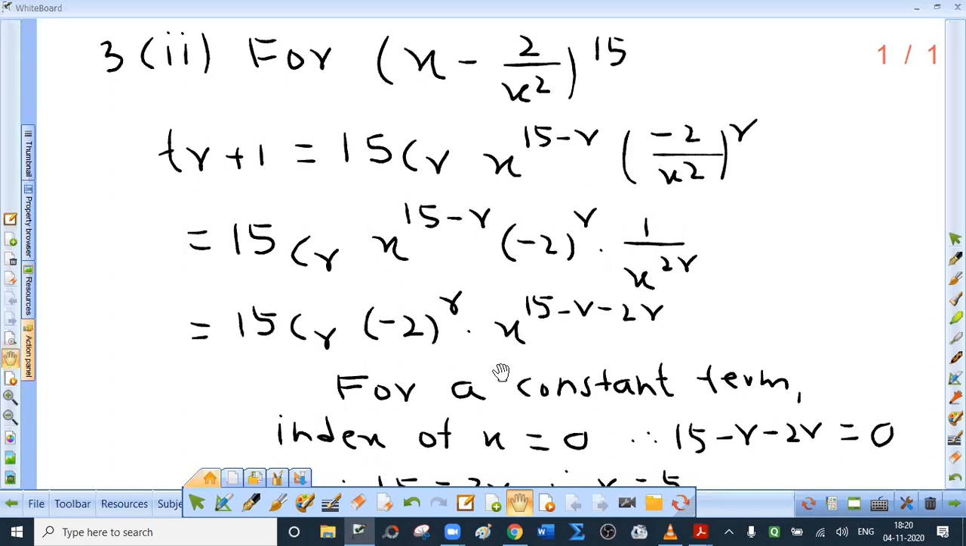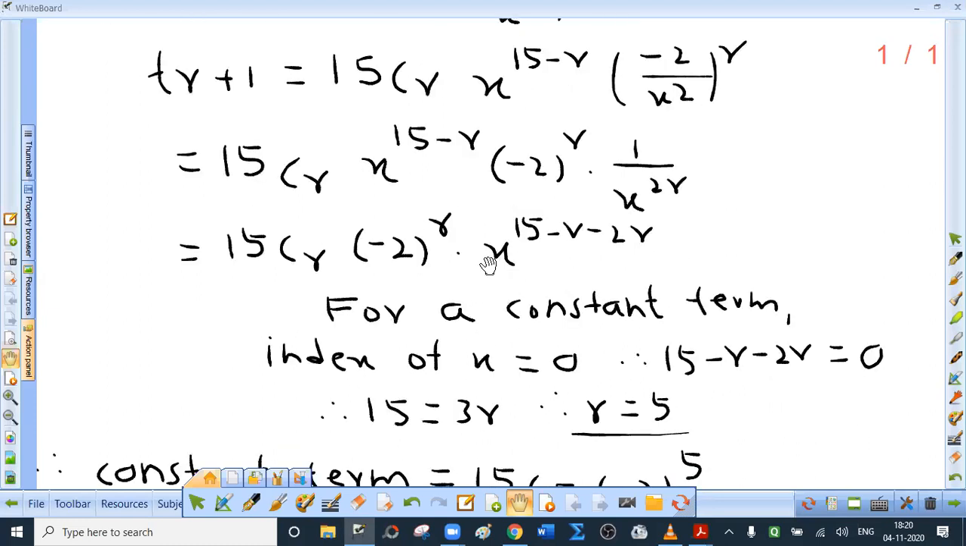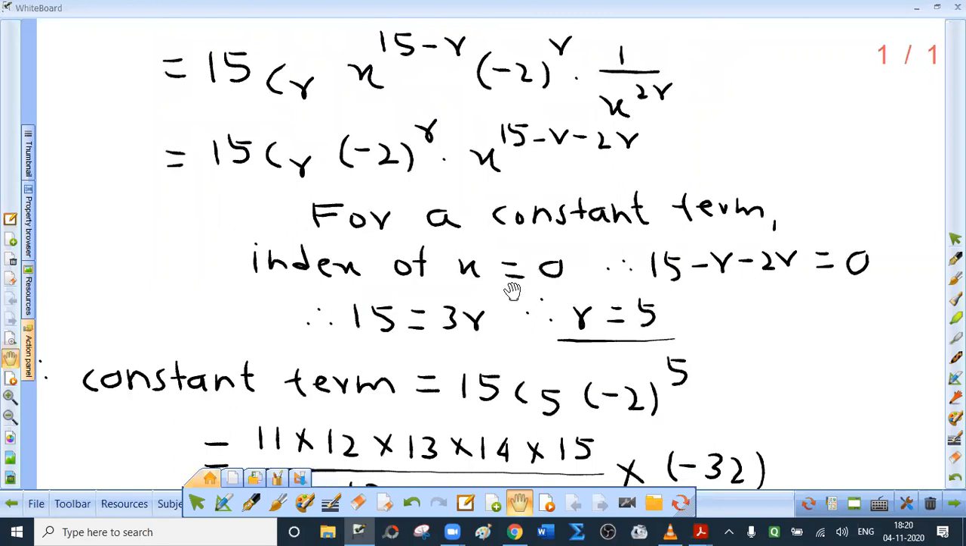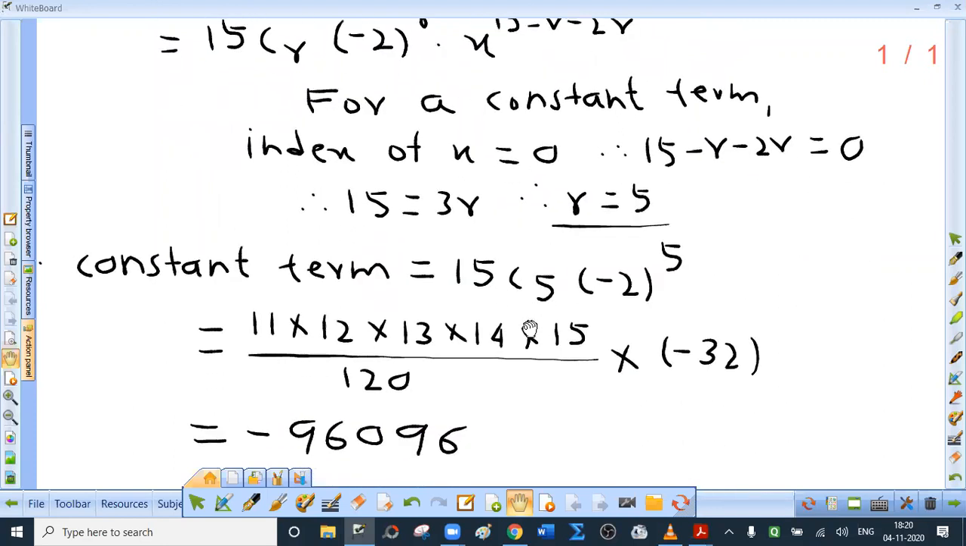A constant term means what? A term independent of x means what? A term in x raised to 0. At present, I am getting the index of x as 15 minus r minus 2r. I have to equate that with 0. So I get r equal to 5. So which is the constant term then? 15c5 into minus 2 raised to 5.